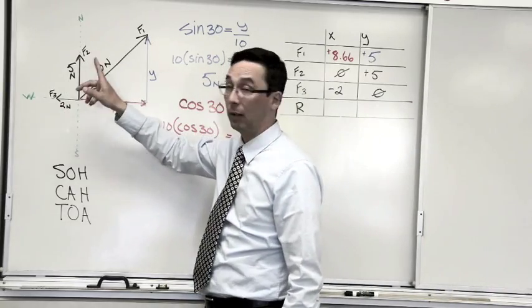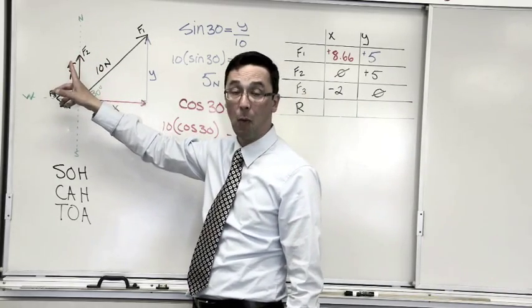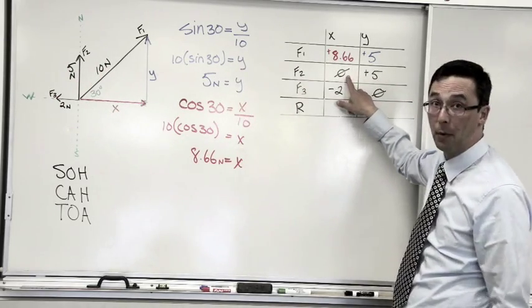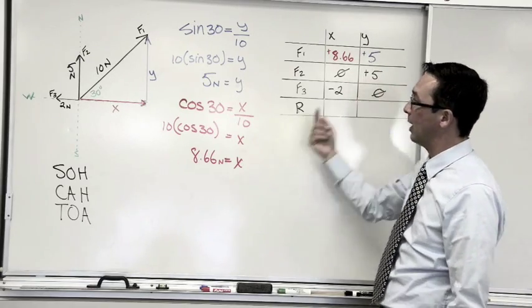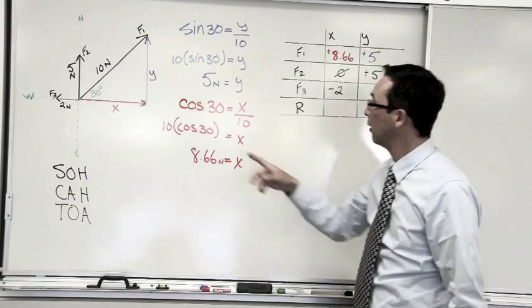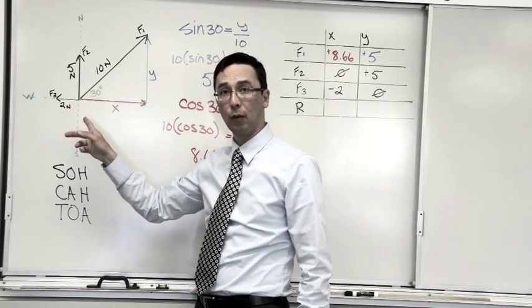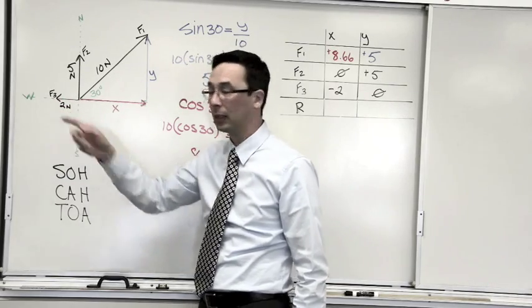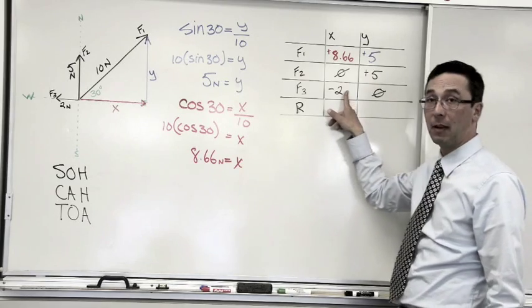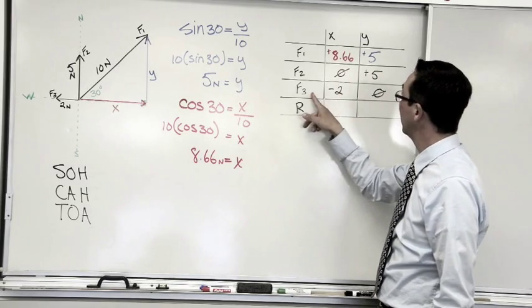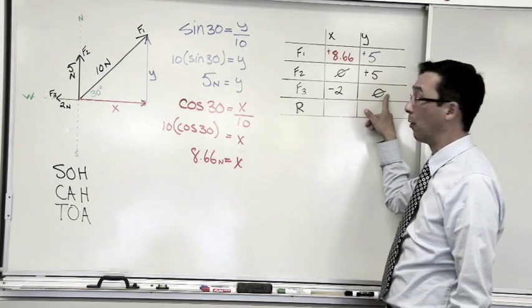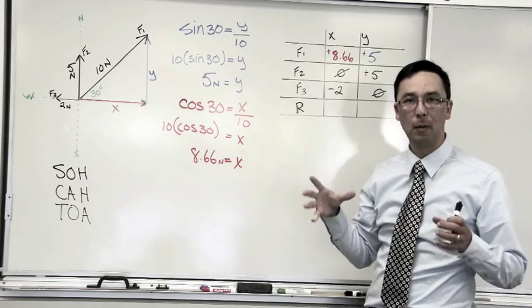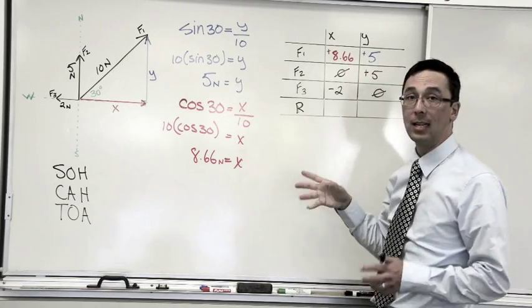For F2, it only has a vertical component. There is no x component, so you see here for x, there is no component. And for y, I have a positive 5. Again, it's pointing upwards, that's a positive direction. For F3, I have no vertical component, and I have a negatively directed horizontal or x component. So here you can see -2 is my value for the horizontal x component, and there is no component for the y.